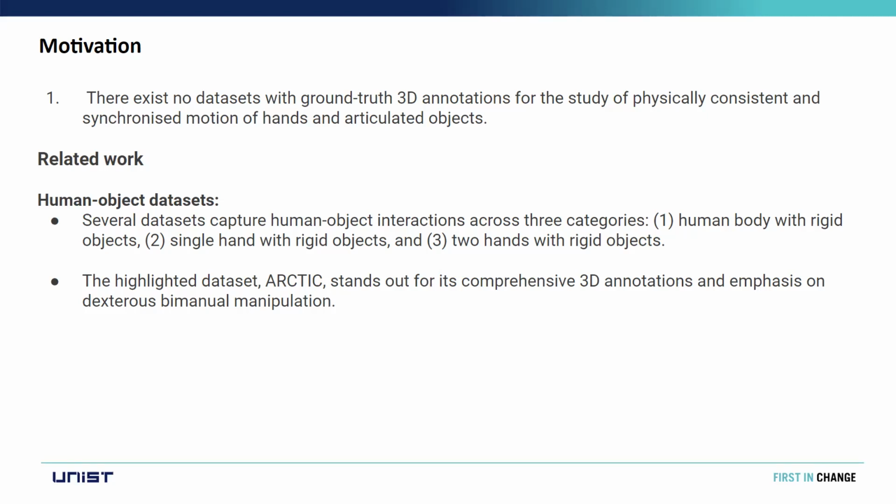When we look at the related work, there are hand-object datasets. Several datasets capture human-object interaction across three categories. The first category is a human body with rigid objects. The second is a single hand with rigid objects. And the last one is two hands with rigid objects. The ARCTIC dataset stands out for its comprehensive 3D annotation and emphasis on dexterous bimanual manipulation. What makes it different is that it provides dexterous bimanual manipulation, which is very useful for real-world applications.